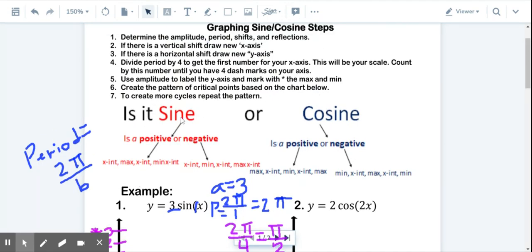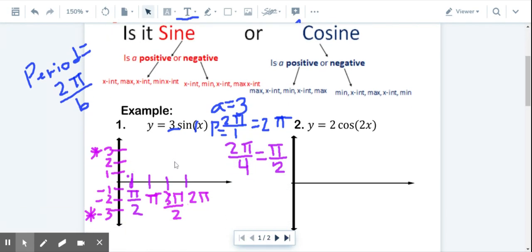Create the pattern of critical points based on the chart below. So now we're going to go to our chart, this or that. Sine or cosine? Well, it says sine, so we're going to pick this one. Is a positive or negative? It was 3, so that is a positive number. So that means our critical points are going to follow this pattern. When we start the pattern, we always start along the y-axis. So we have 1, 2, 3, 4, 5 dashes for 5 critical points.